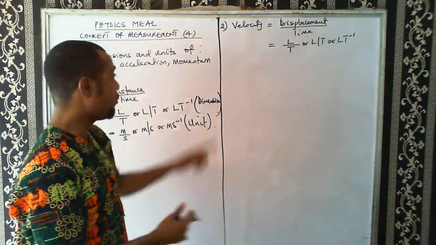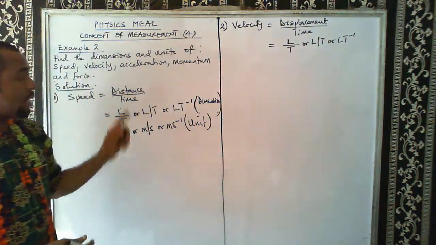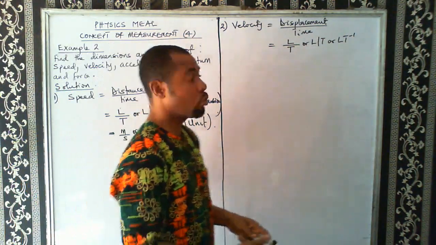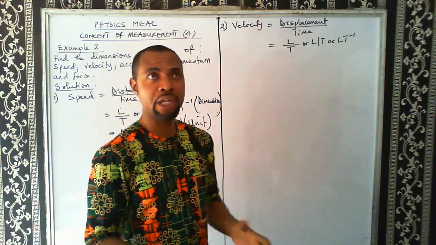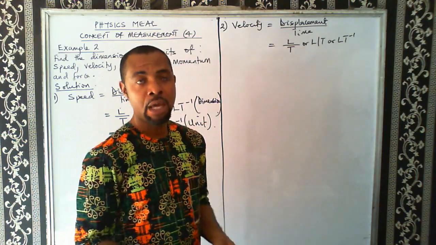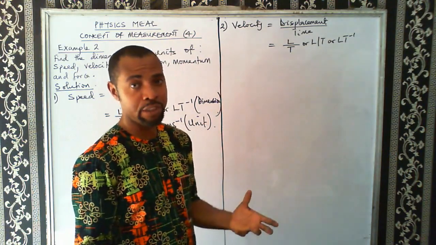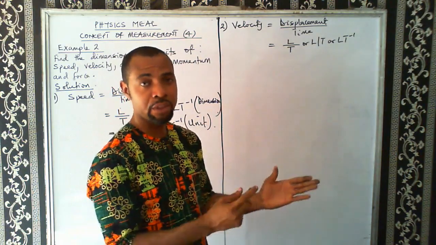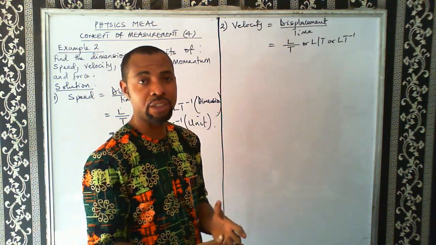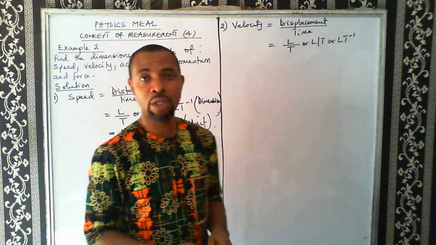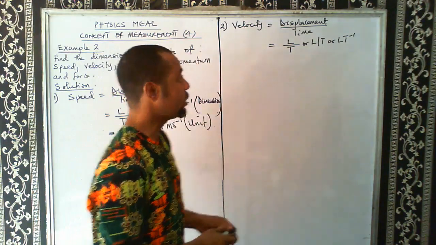If you look at velocity and speed, they have the same dimension. Two quantities can have the same dimension, but that does not mean that the two quantities are the same. Let's take, for example, speed and velocity. They have the same dimension, but they are not the same, because speed is a scalar quantity and velocity is a vector quantity. We'll explain that in our subsequent videos in Physics Me.